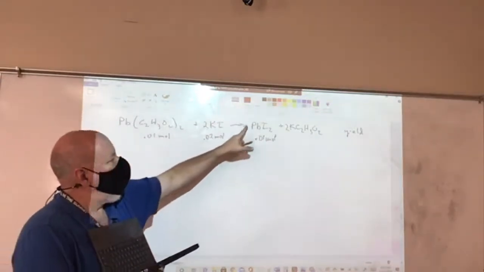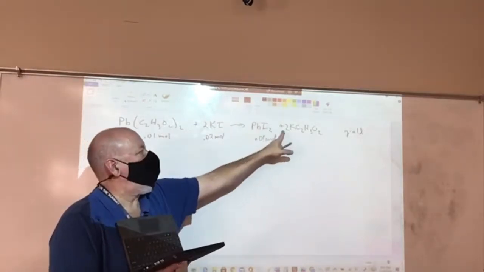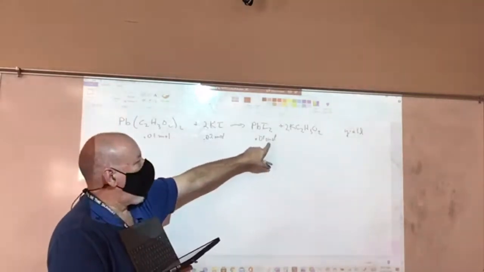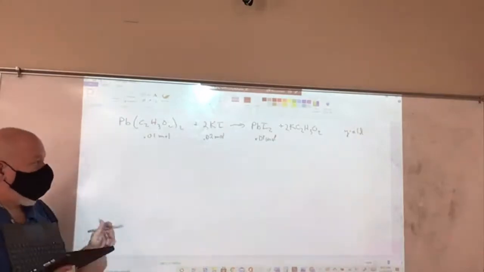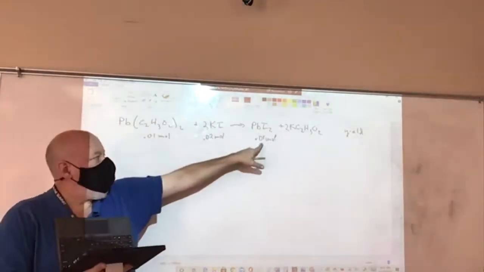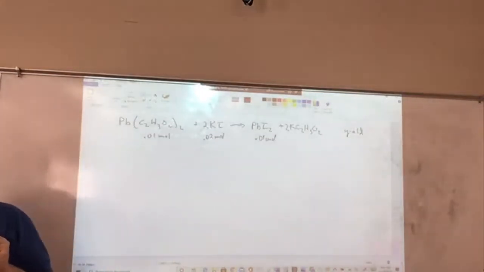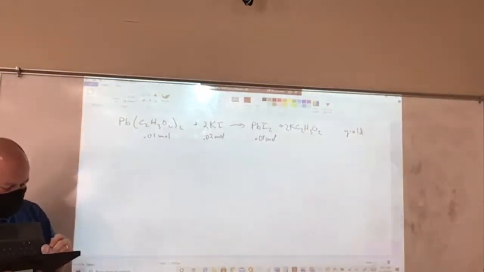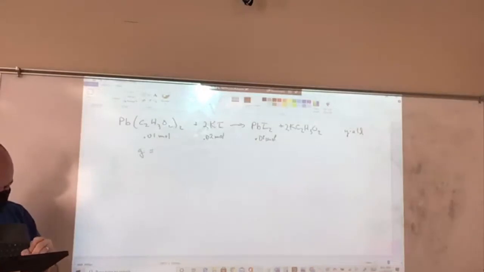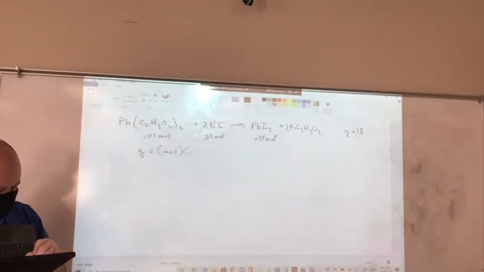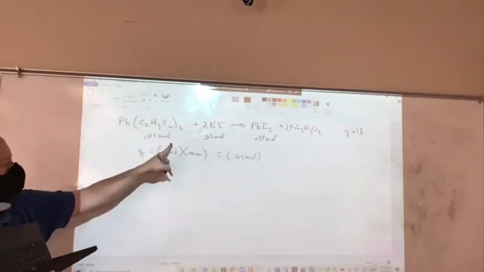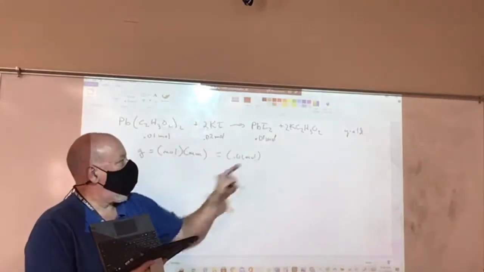Okay? And that's always going to be the case. You always look at these coefficients to tell you how many of these things you get. So if I start with 0.01 of these and 0.02 of these, I get 0.01 moles of this. Can I use this to tell me how many grams I'm going to get? Yes. That's my goal, right? I want to figure out how many grams that is. Remember again, grams equals moles times molar mass. And in this case, that's going to be 0.01 moles. If I use 0.01 moles of this and 0.02 moles of this, I expect 0.01 moles of this.